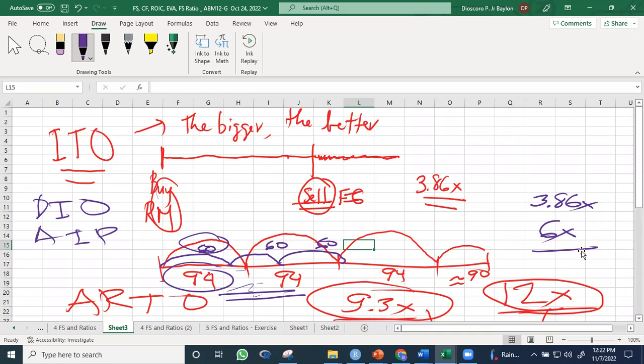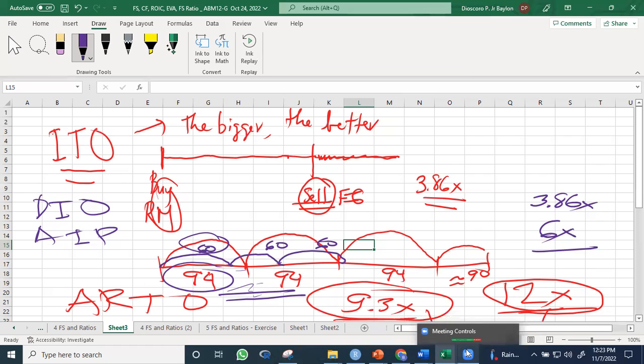So mas malaki si ITO ni competitor, 6 times. So sino mas maganda? Mas maganda yung sa competitor na 6 times. Kasi ibig sabihin nun, 6 na beses sa isang taon. Okay? Times guys, hindi yan days. 6 times sa isang taon, nakakabenta: bili ng raw materials, convert to finished goods, sell. On the average, 6 na beses na gagawa ng competitor niyan sa isang taon. Tayo, 3.8 times lang. Okay?